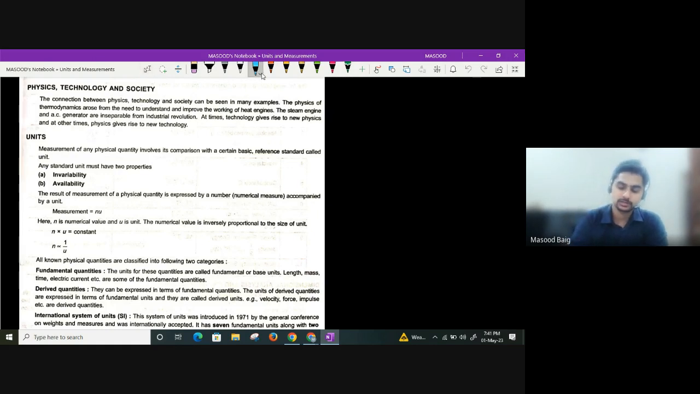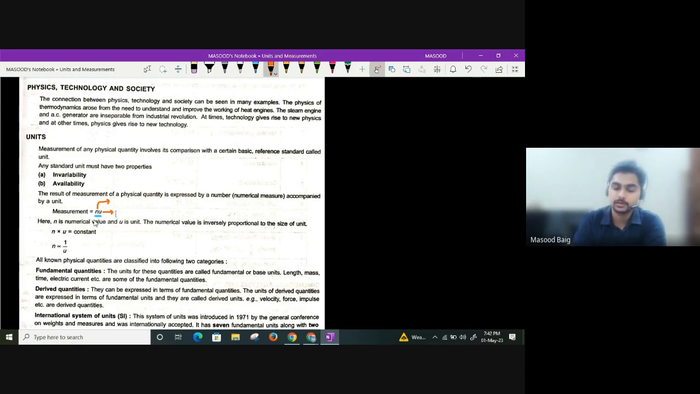So what is this? You can take n into u. If you want to measure any physical quantity, you require n and u. What is n here? n happens to be the numerical constant and u is the unit. So to represent any physical quantity, I require these two things. What are those? The numerical value as well as the unit.